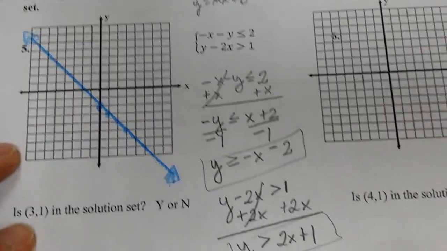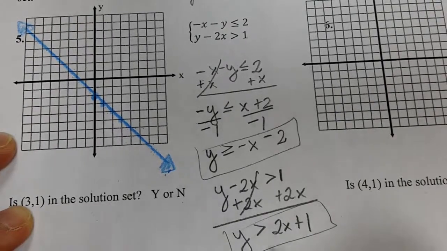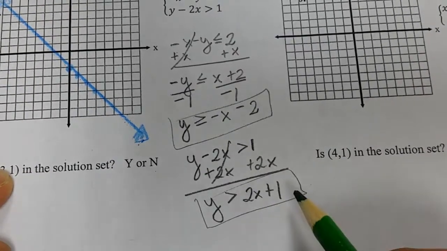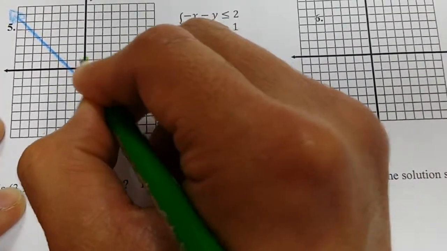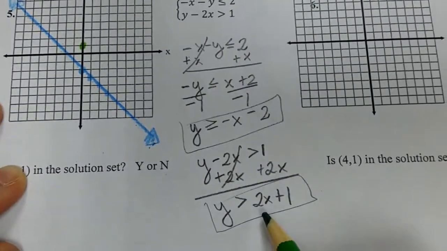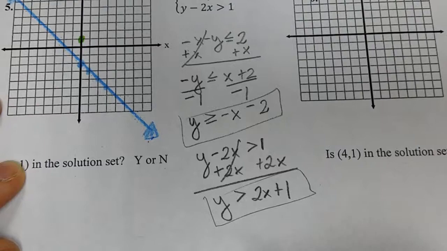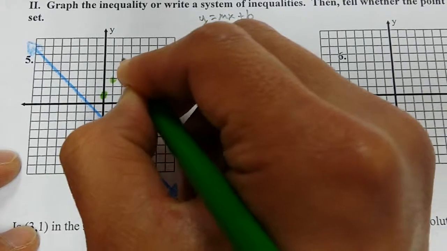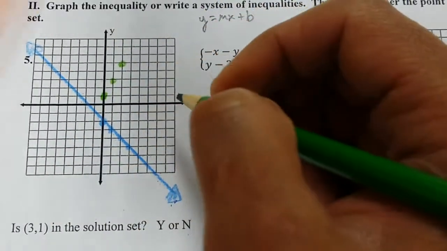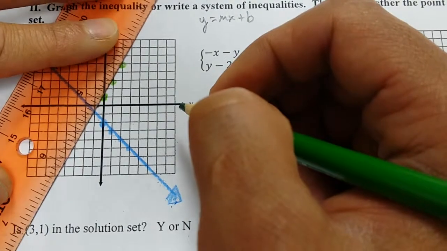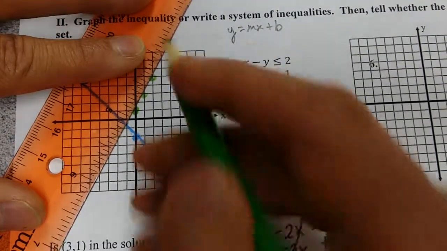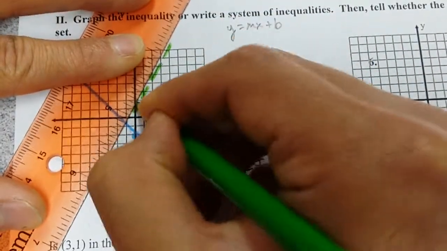Now, the second line is y greater than 2x plus 1. So the plus 1 means I go up 1 from the origin. That's my y-intercept. 2x is my slope. So from my y-intercept, I go up 2 to the right 1. Up 2 to the right 1. And then I'll connect my points. This time it's a dashed line because there is no line underneath the symbol. So please keep that in mind. So here's my dashed line.